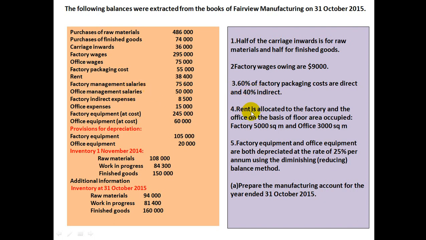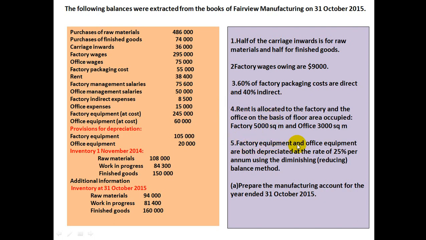Number 4. Rent is allocated to the factory and the office on the basis of floor area occupied. Factory 5,000 square kilometer and office 3,000 square kilometer. It means the total area is 8,000 square kilometer. The rent should be divided by 8,000 square kilometer. Then we'll get the per square kilometer rent. Multiplying it by 5,000 will give us the rent for factory. Multiplying the same by 3,000 will give us the rent for office. Calculation is shown in the statement on next slide.